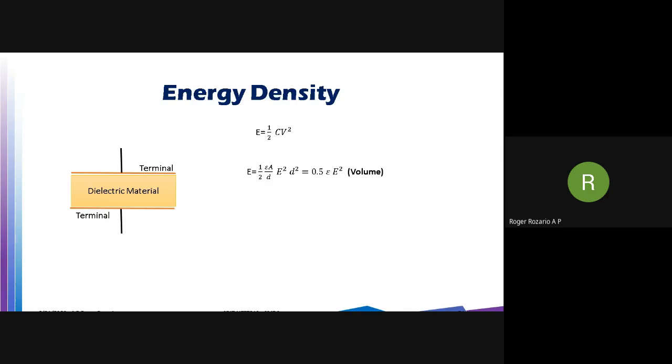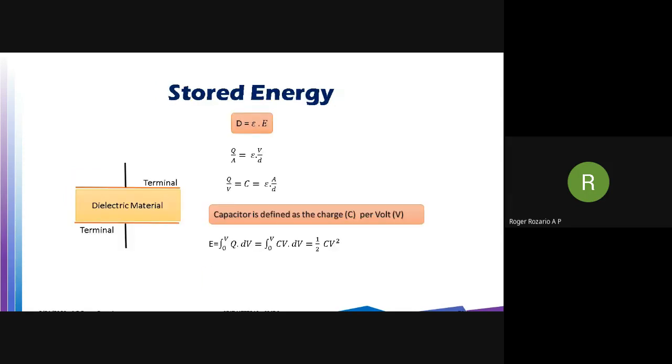And what is the energy density? Energy density is nothing but 0.5 epsilon E square joules per meter cube. For 1 meter cube, the amount of energy that is stored by the capacitor is nothing but the energy density. So we found the energy density to be 0.5 epsilon into E square joules per meter cube. Is it clear? Hope this point is clear.